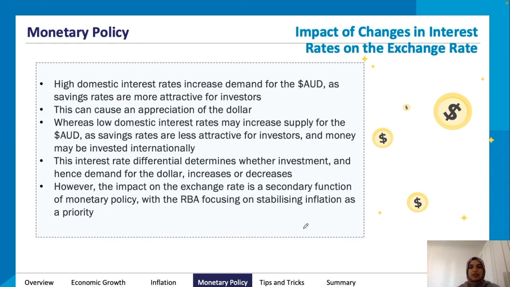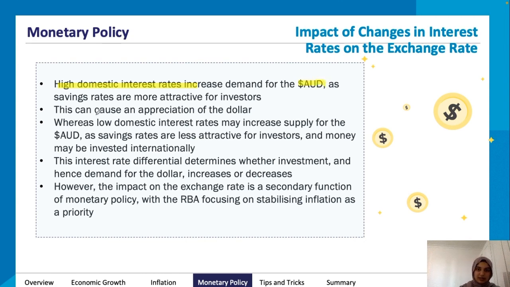So, impact of changes in the interest rates on the exchange rate. We looked at it on economic activity, on growth. Now, looking at it through the lens of the impact it has on the exchange rate. So, high domestic interest rates increase the demand for the Australian dollar as savings rates are more attractive for investors. Right, so high domestic interest rates increase the demand for the AUD.